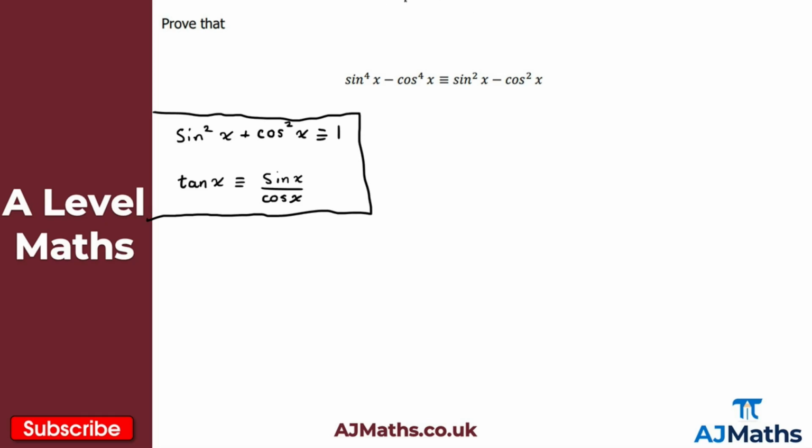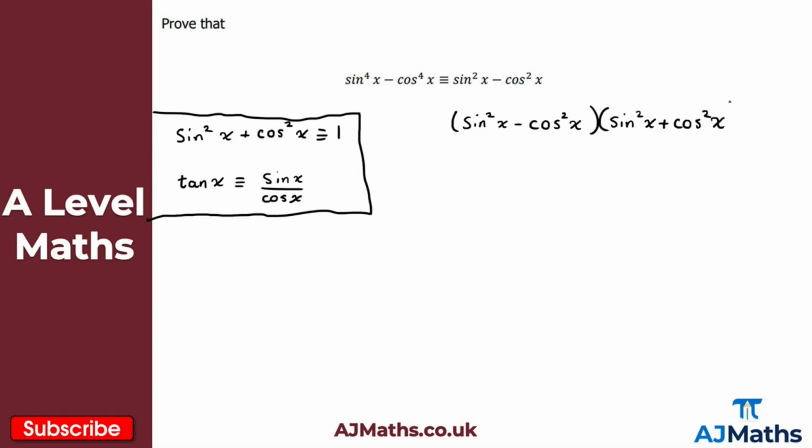Well, what you'll find with a lot of these identity questions is you need to be able to spot what's going on with the question and the little tricks associated with these types of questions. A very common one is using the difference of two squares. I notice straight away with this sine to the power of 4x minus cos to the power of 4x, I can apply the difference of two squares. So I can rewrite this left-hand side as sine squared x minus cos squared x times sine squared x plus cos squared x.